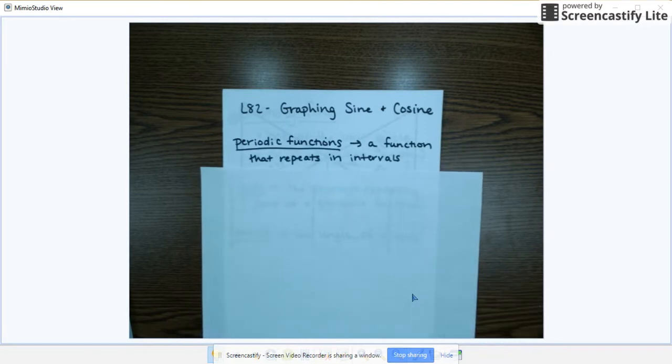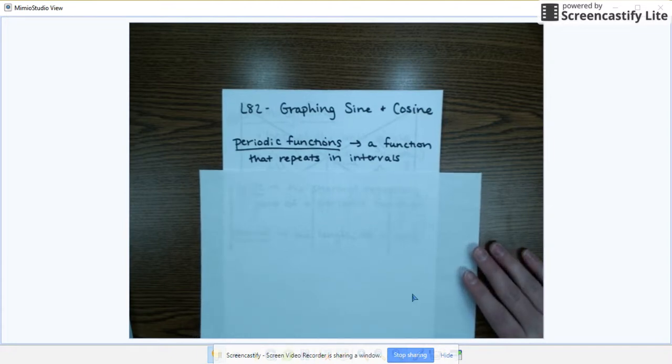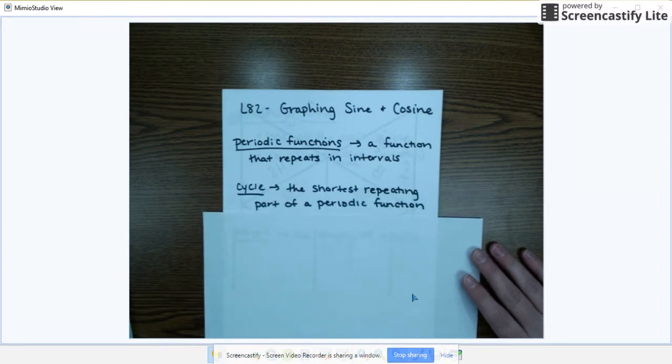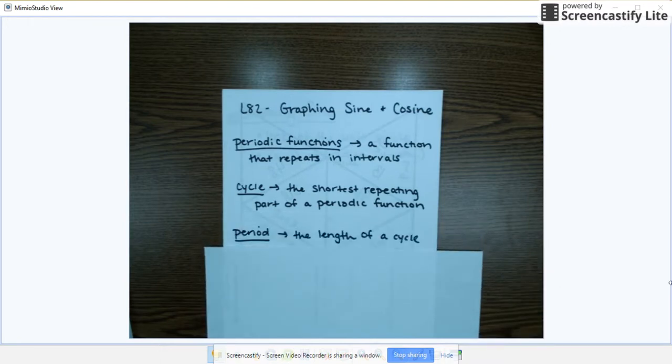The first thing is that both of those functions are what we call periodic functions, which means their graphs repeat in intervals. So there's sections of their graphs that are just going to constantly repeat the whole graph. That piece that repeats is what we call a cycle. So it's going to be the shortest piece of our graph that is repeated. And then we have what we call the period, and the period is the length of that cycle, so the length of the repeating section.